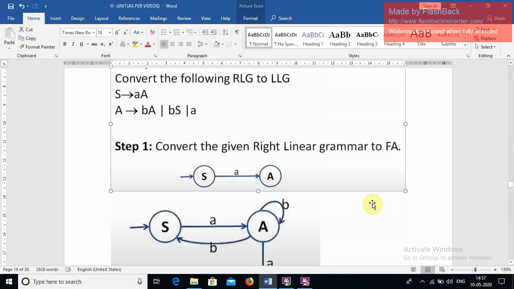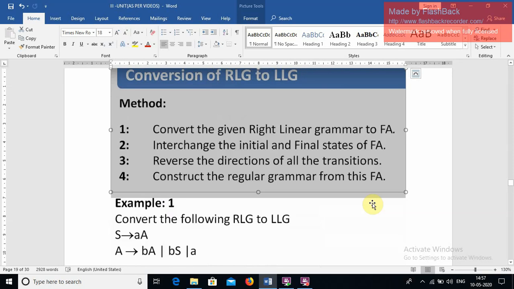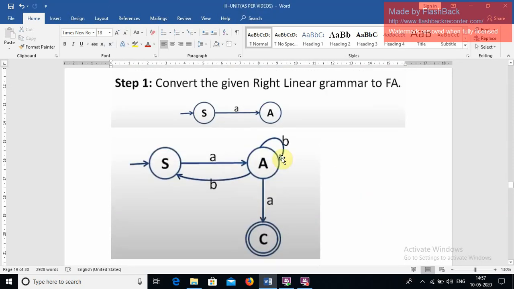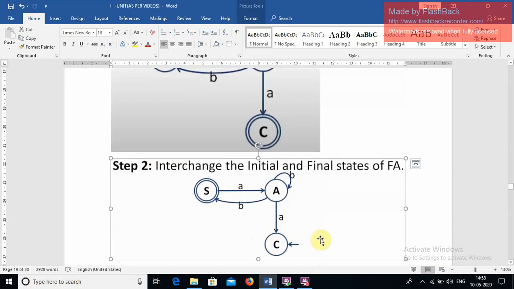So what is the second step? The second step is to interchange the initial and final states. Here the initial state is S and the final state is C. Now we have to interchange. So in this second step, the initial state S becomes the final state, and the final state C becomes the initial state.